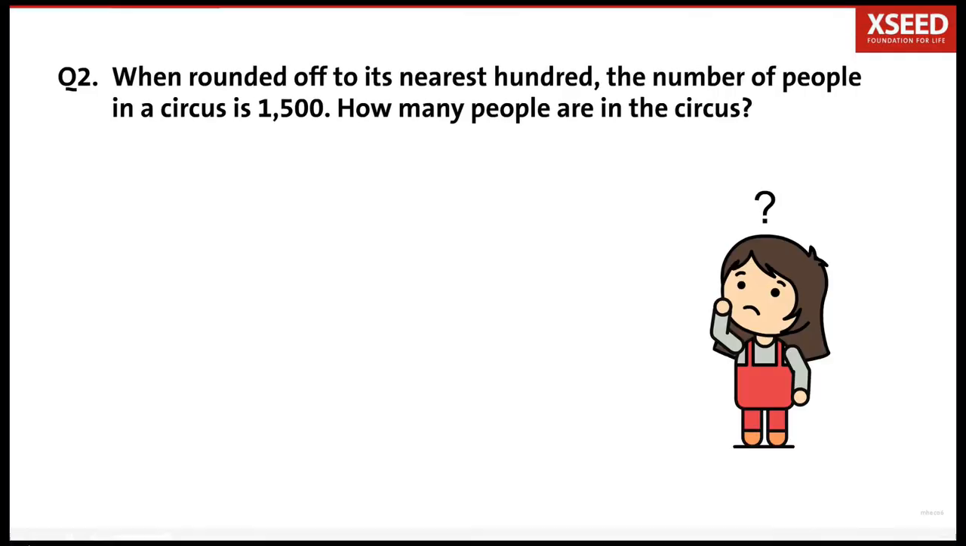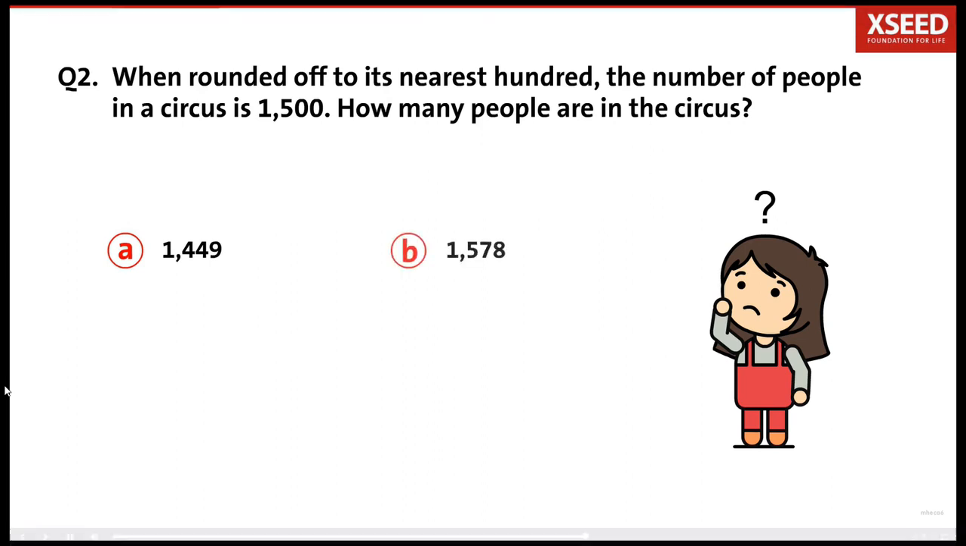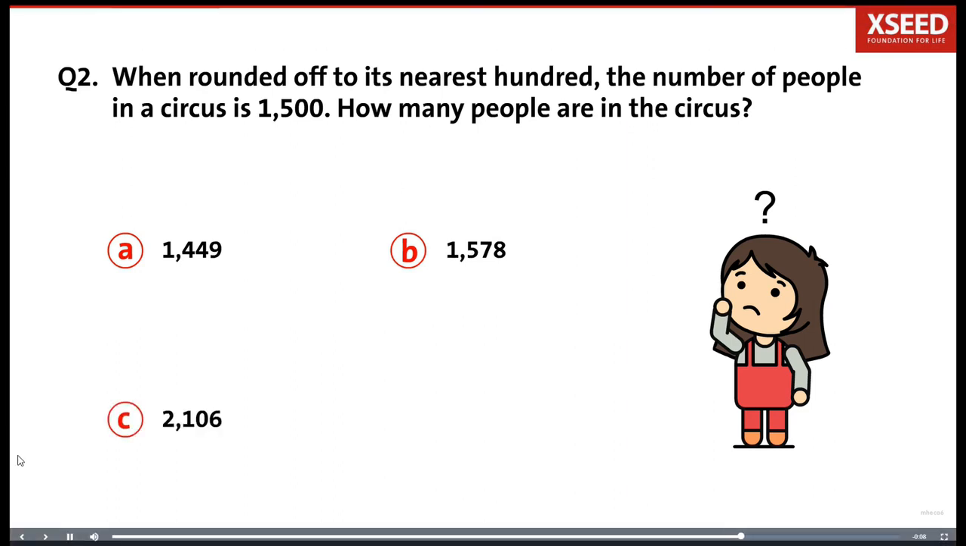Question 2. When rounded off to its nearest hundred, the number of people in a circus is 1,500. How many people are in the circus? A. 1,449. B. 1,578. C. 2,106. D. 1,477.